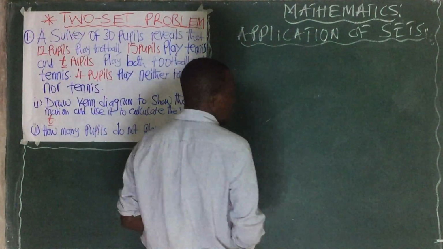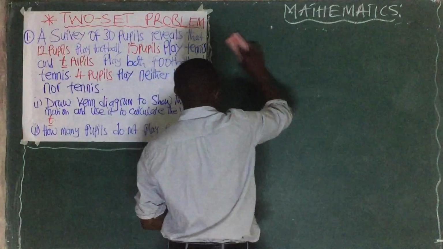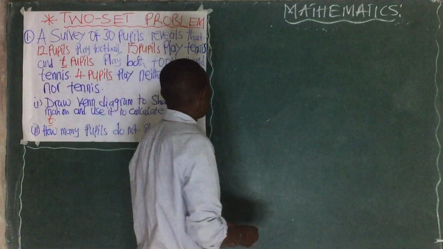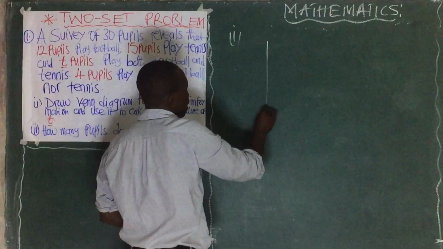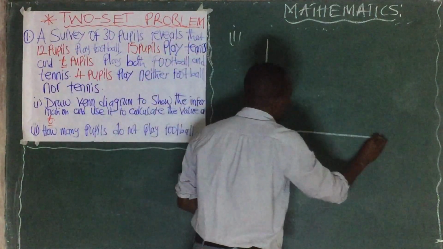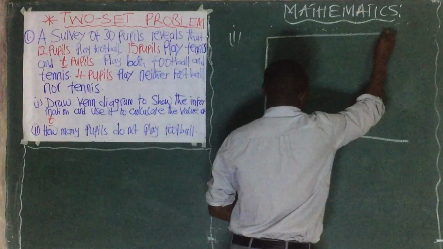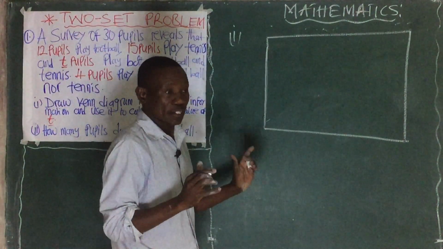Allow me now to remove this subtitle from our discussion here. For part A, I'll have my shape that looks something like this. Look at this. It's a rectangular shape. That's just like the universal, main set.